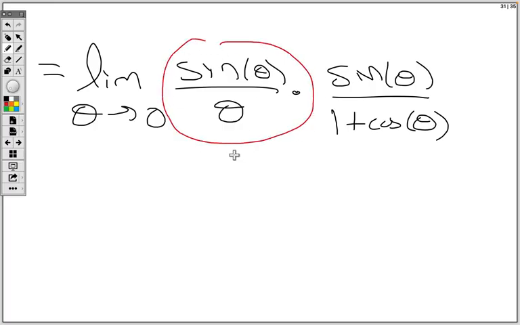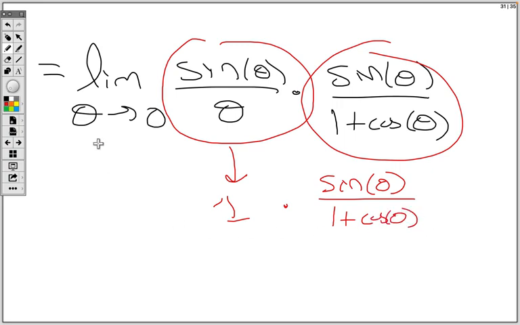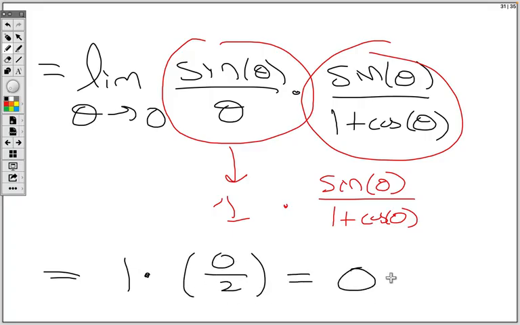I know this limit's going to 1. We just got done proving that. And I know with this limit, as long as I'm not dividing by 0, I can apply the substitution rule. I know that from the previous video. So if I plug theta equals 0 into this, I would get the sine of 0 over 1 plus cosine of 0. So this limit is going to go to 1 times 0 over 2, which is 0.